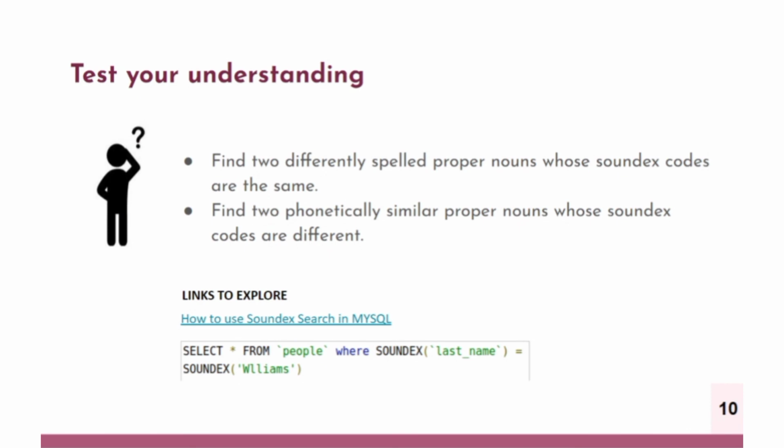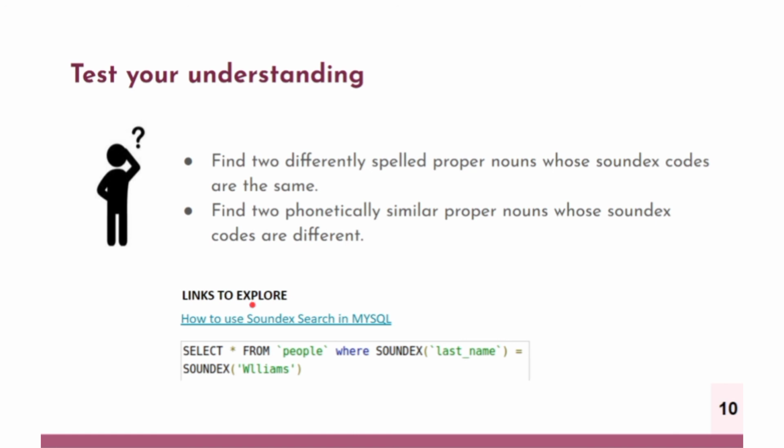Let's test your understanding. Just try to think about how to solve these two questions. Find two differently spelled proper nouns whose Soundex codes are the same. Find two phonetically similar proper nouns whose Soundex codes are different. Just try to work them out so that you will explore more in this area. I've also given these links to explore.